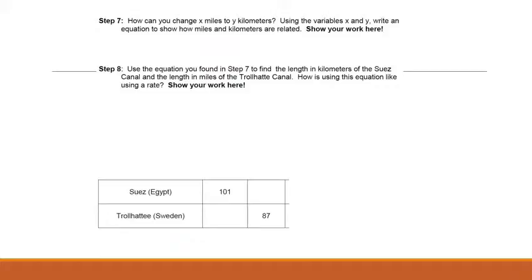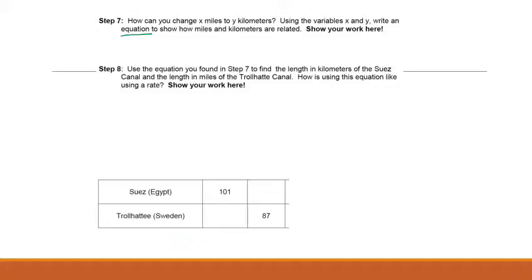Now we're moving on to step 7 and 8. In step 7, you're going to write an equation, thinking about how you can go from miles and kilometers between each other. So go ahead and write an equation to show how those are related using the variables x and y. And then with step 8, you're going to use the equation that you found previously to actually solve for those missing values for the Suez Canal and the Tralhady Canal. So try those and then come back here to see if you're on the right track.